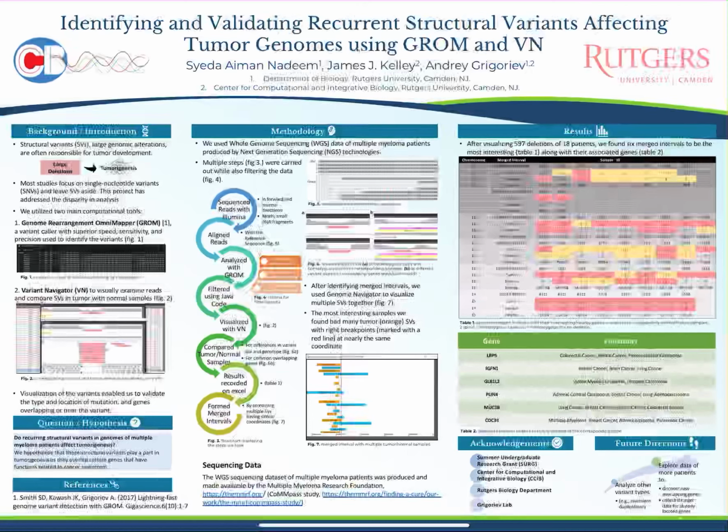You can also see genes that are overlapping or nearby these merge intervals. So the first one is nearby the gene LRP5, the second one is overlapping IGFN1. The third one is overlapping and also nearby the GLB1L2 gene. Then at the bottom, table number 2, we see functions of those genes, and we can see that those functions are related to cancer and cancer development. So these are the genes that we discovered.